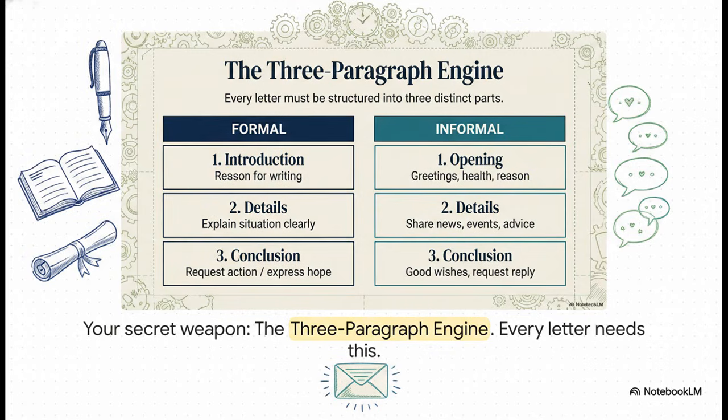So for a formal letter, it's simple. Paragraph 1 is your intro. Why are you writing? Paragraph 2 gives all the juicy details. And paragraph 3 is your conclusion. What do you want them to do? For an informal letter, it's pretty much the same idea, just friendlier. Paragraph 1 is for saying hello. Paragraph 2 is where you share all your news. And paragraph 3 is for goodbyes and asking them to write back.